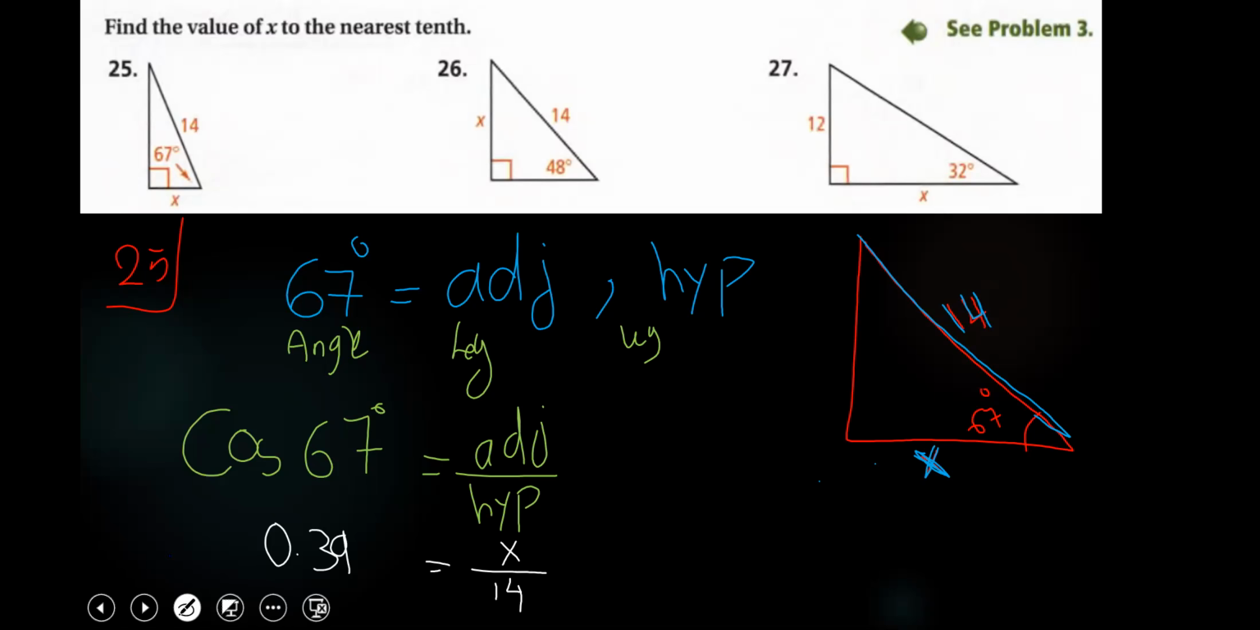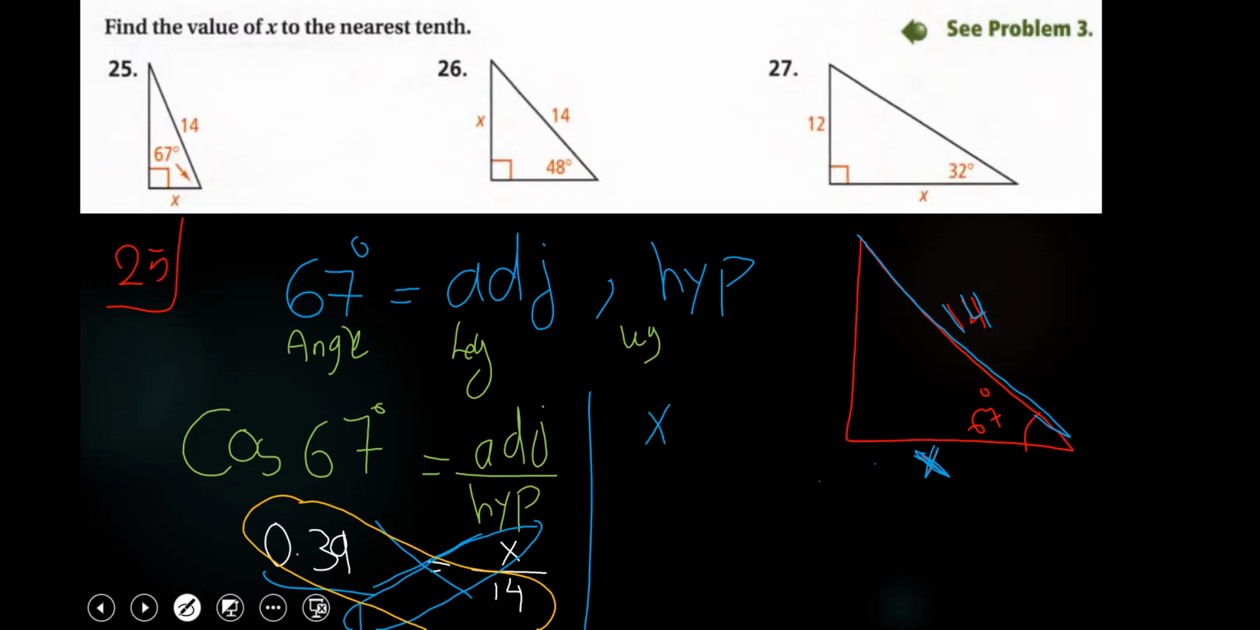So what can I do? By making a cross product. Every time, these are the steps. After you write it, you have to make a cross product. So x times 1 is x. Then you multiply these two numbers with each other, which is 0.39 times 14. It will be 5.46. Once you multiply them, you get 5.47.